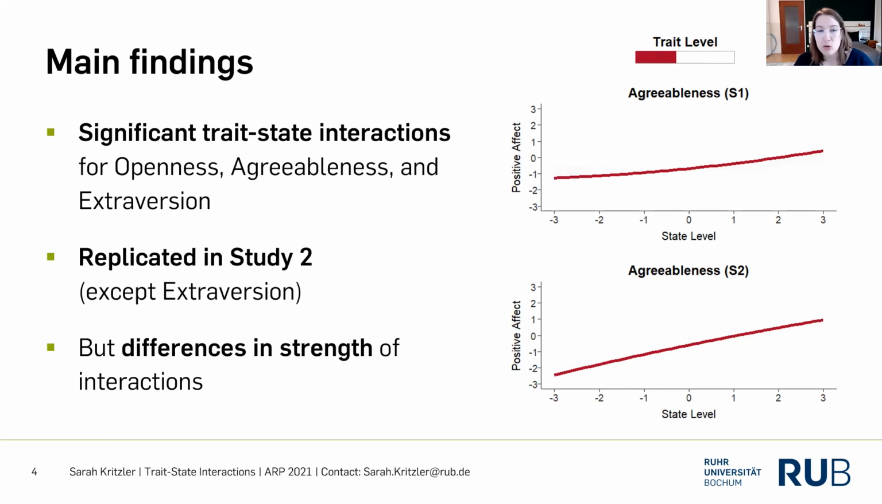Generally, I'd like you to take away that these trait-state interactions may be more common than we previously thought, but maybe we just need high-powered experience sampling studies to find them, because these interactions tend to be quite small, but could still be impactful. Future research should thus try to integrate these interactions more often and further examine how strong and impactful they are.